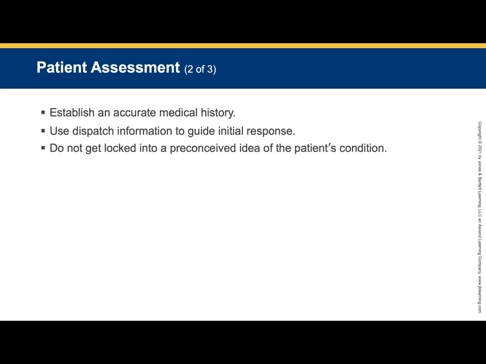So use dispatch information to guide initial response. My wife is an old dispatcher. I call her my dispatcher. I have done it for years, but I'm going to tell you, they can only tell you what they're told. They don't have no drone. They don't have no camera. They can't see what's going on. If they tell you you're responding to shortness of breath, and you get there and the dude's got a 12-gauge hole in his chest, guess what? That's all that somebody called on 911 and told them, is that they're having trouble breathing. They didn't say why. They didn't say, well, he's having trouble breathing because he got shot.